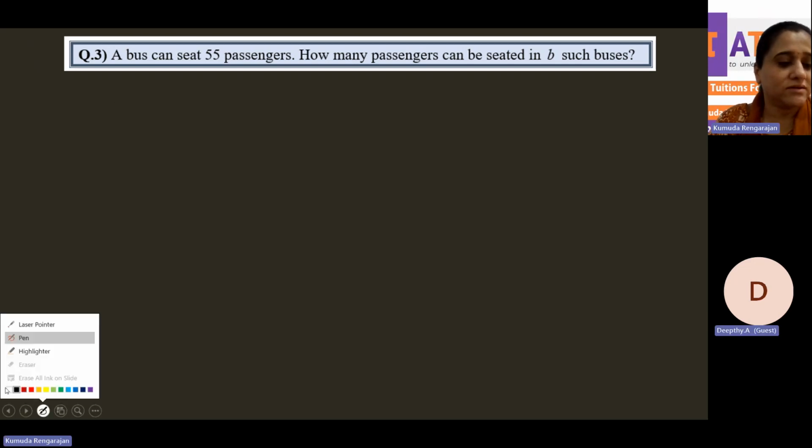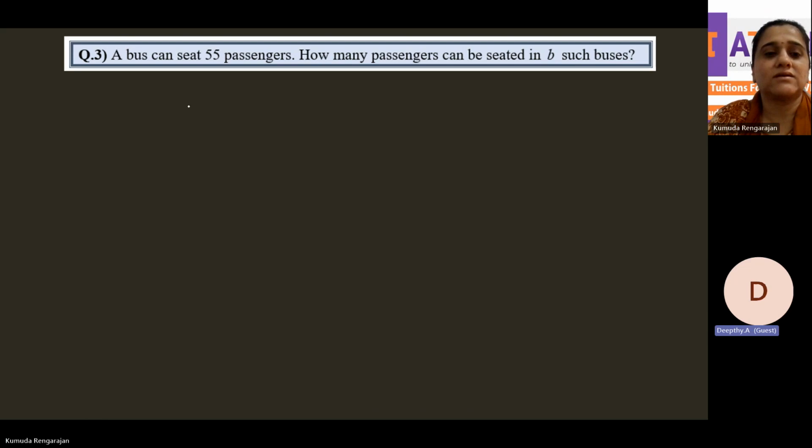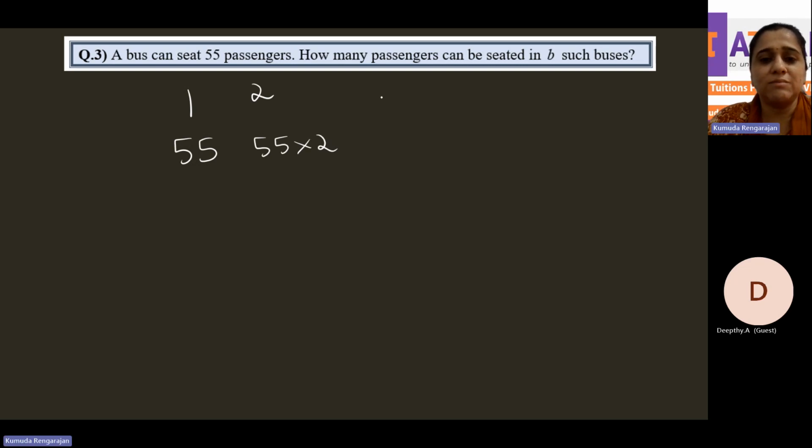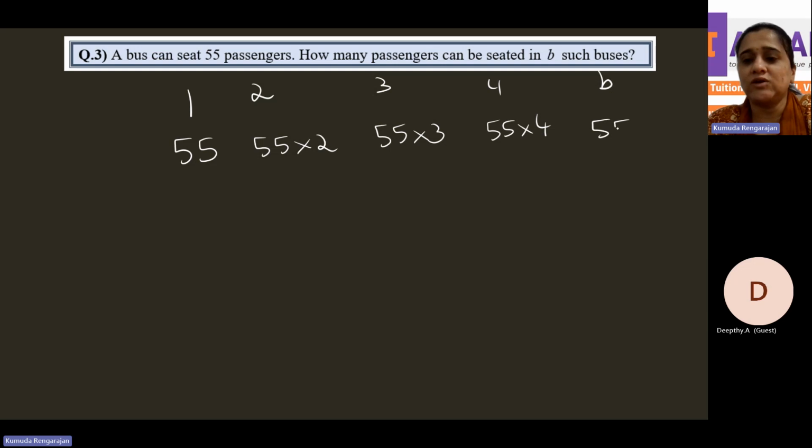Mom, isn't it 55 into B buses? Correct. Not buses, passengers. One bus, 55 passengers. Two buses, 55 into 2. Three buses, 55 into 3 passengers. Four buses, 55 into 4 passengers. Then B buses, 55 into B passengers, which is nothing but 55B.